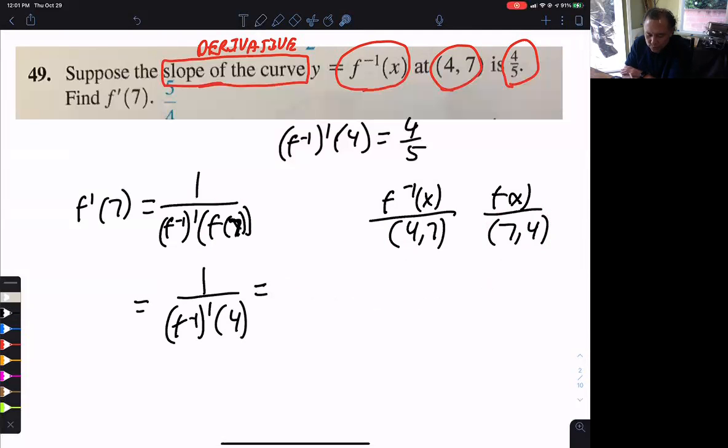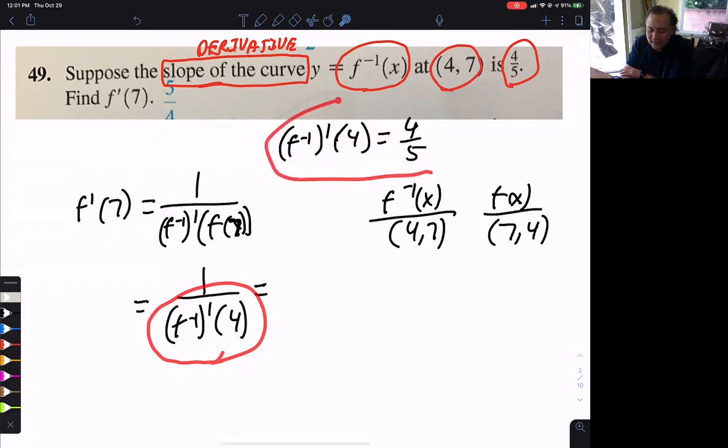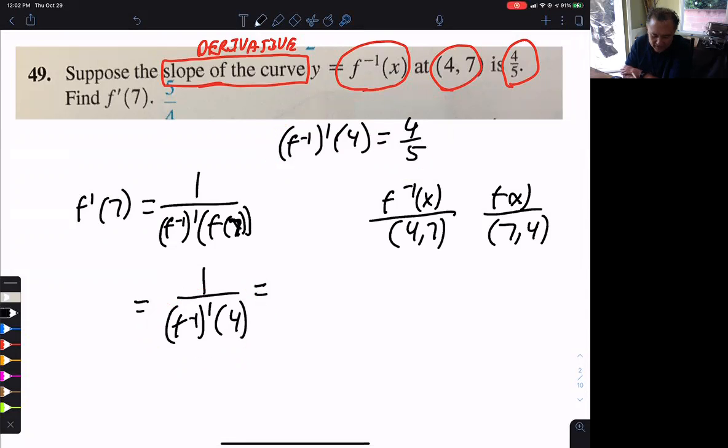Golly, I wish I knew the derivative of f inverse at 4. If I only knew. I wish upon a star that I had the answer to that. Oh, but wait. We do have that. It is 4/5. That is 1 over 4/5, which is multiplying by the reciprocal, 5/4. Bam. I don't have to wish upon a star.